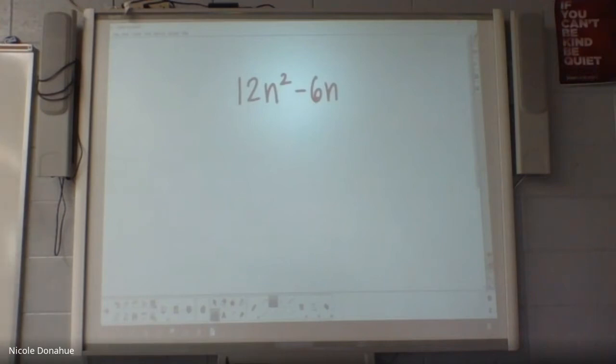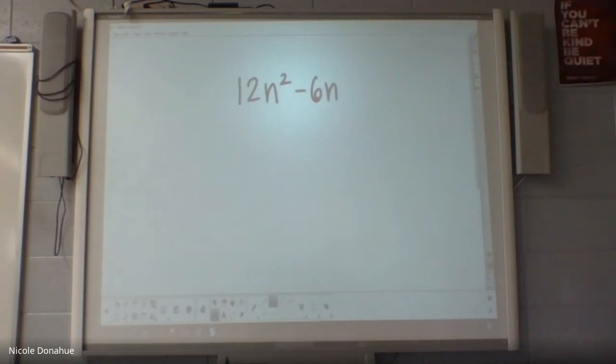So this one is the difference of squares. This 12 is not a perfect square. This is when we have to look for a greatest common factor. So we're looking for what's both numbers that go into that. We're trying to find the biggest number that goes into both.